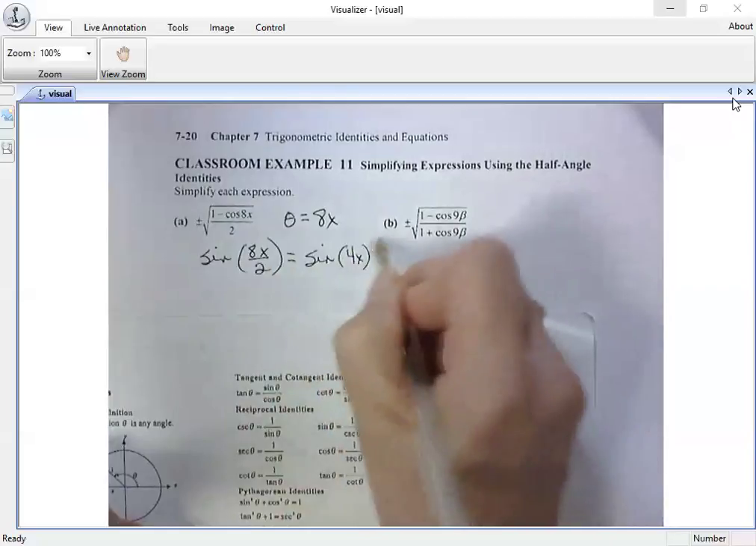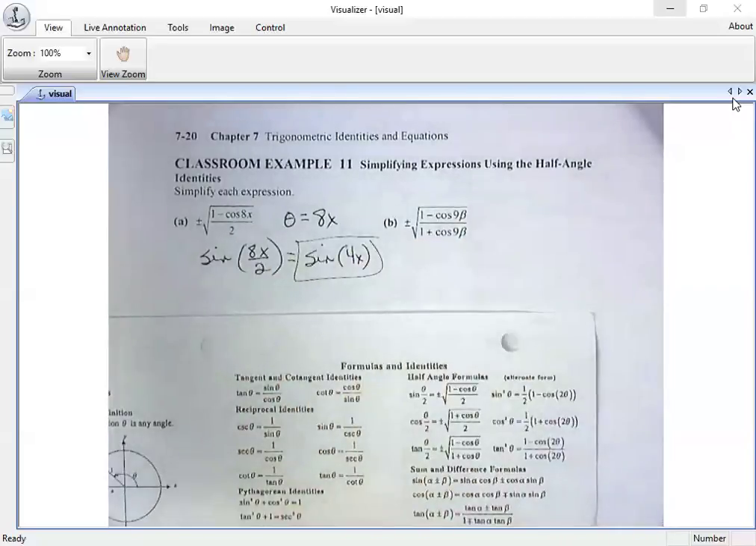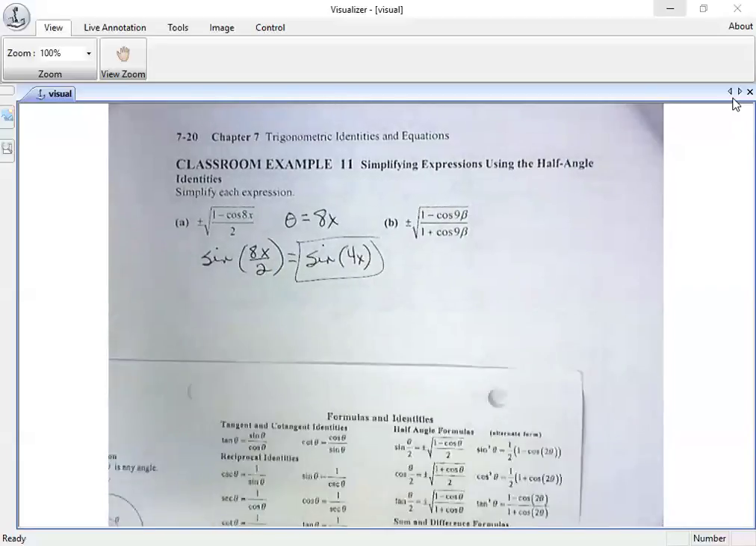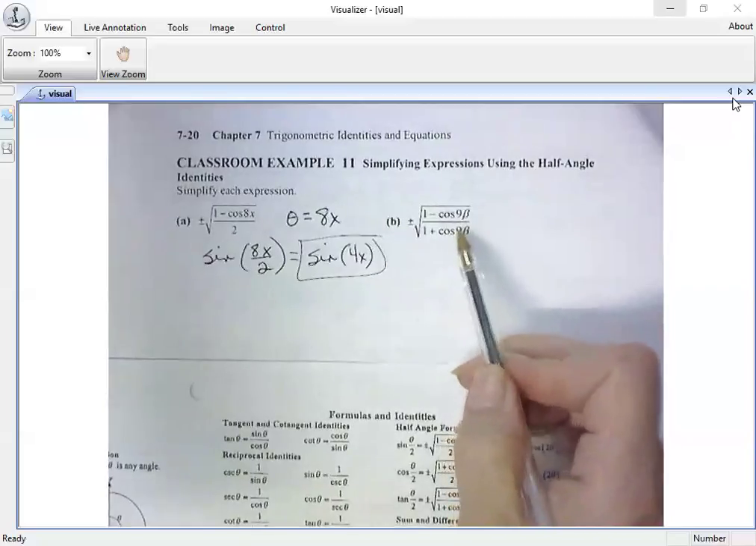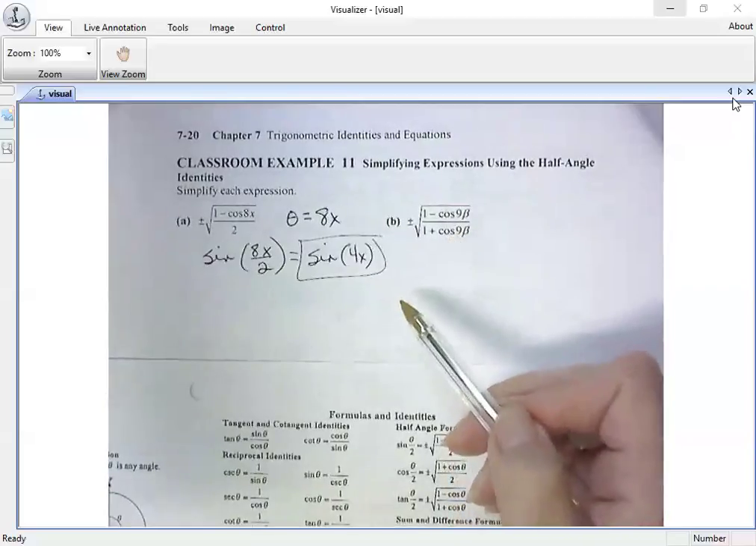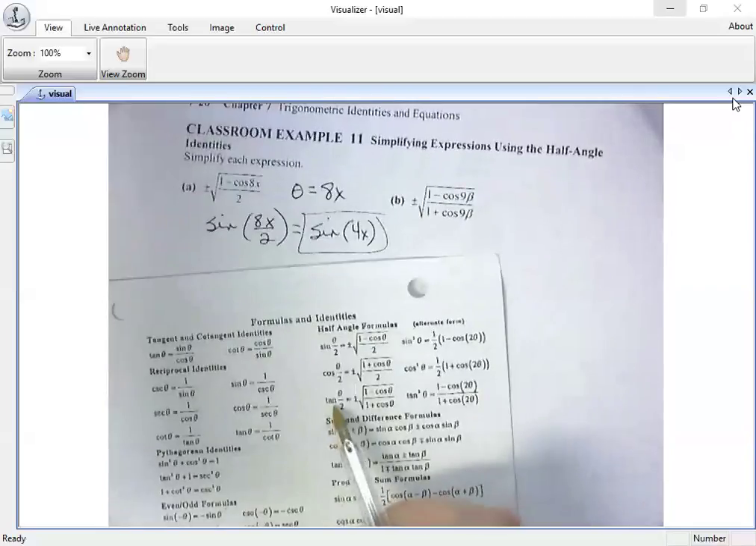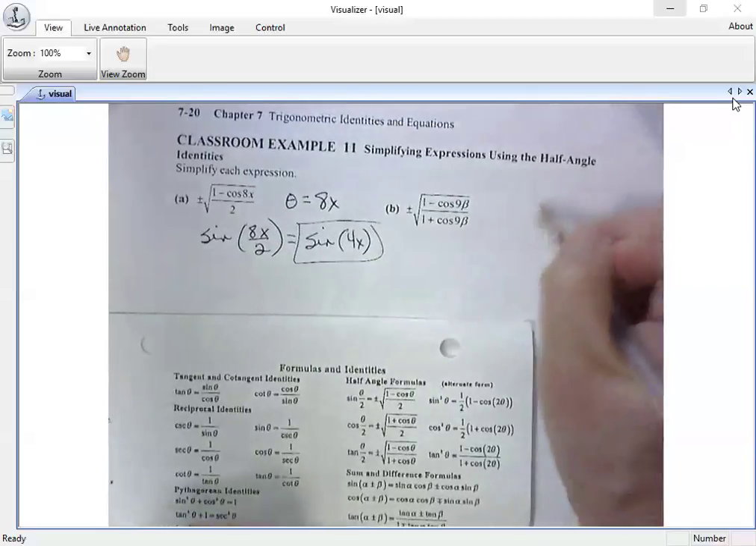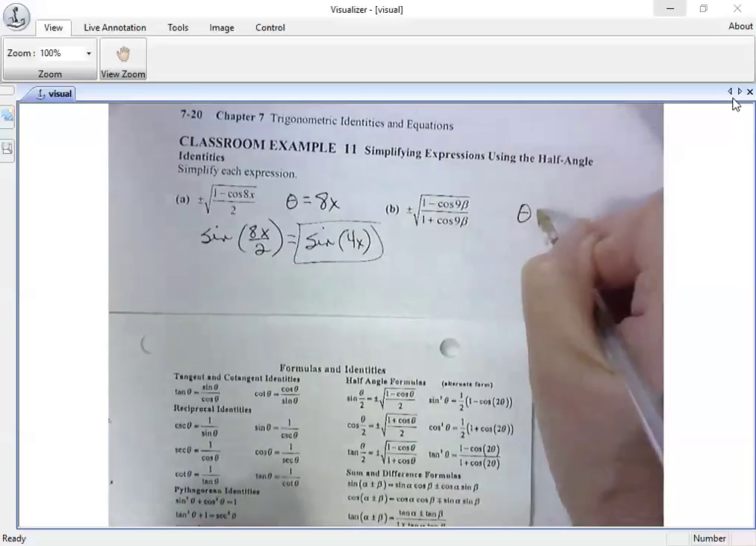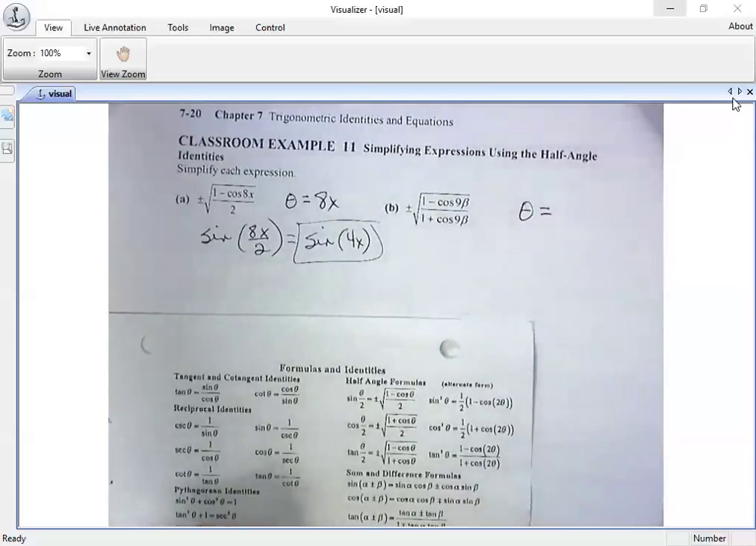And you know what? That's it. That's all you had to do: figure out how to write it using that half angle identity and clean it up. Now, what does this look like? That looks like it's going to be a tangent. And if that's the case, what would you tell me that theta is equal to in this one?